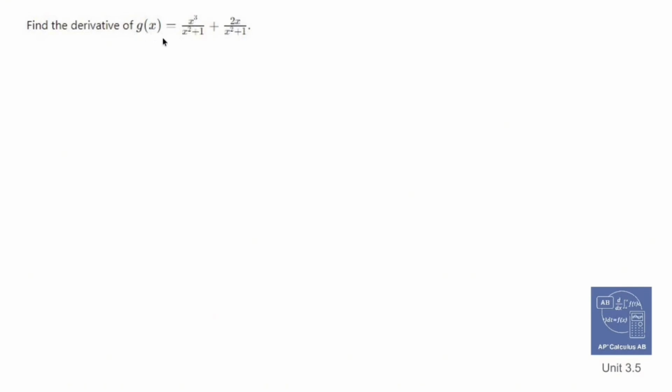Find the derivative of g of x if you have x to the third power over x squared plus 1 plus 2x over 2x plus 1.